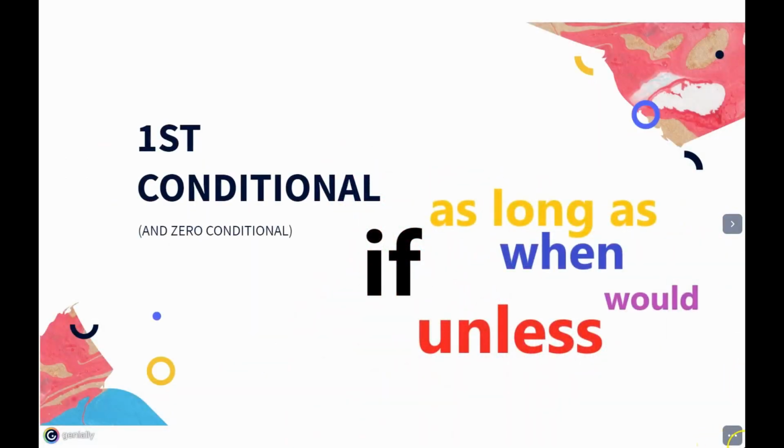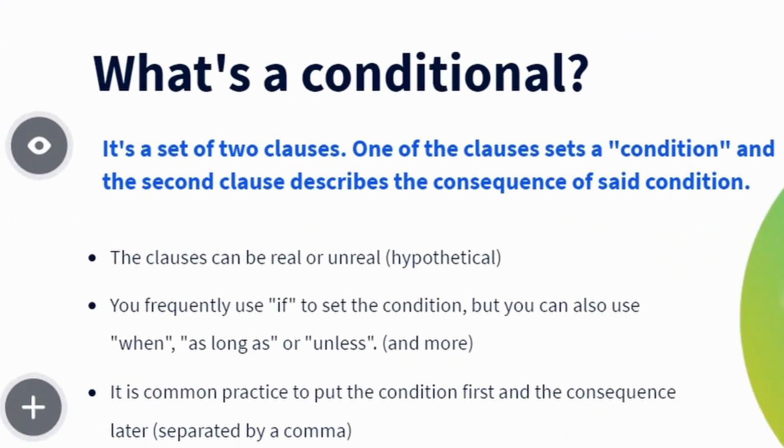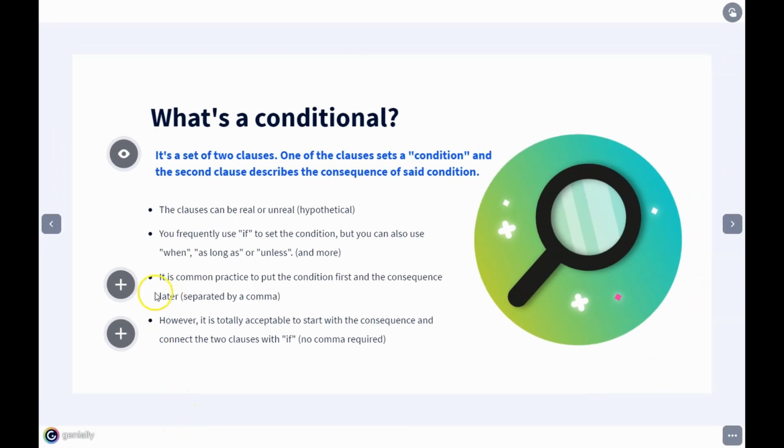First of all, what's a conditional? Well, a conditional is a set of two clauses. One of the clauses sets a condition, and the second clause describes the consequence of said condition. This is the structure that it normally has.